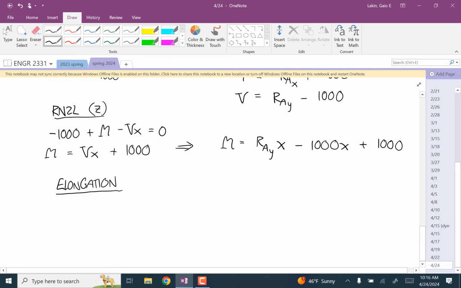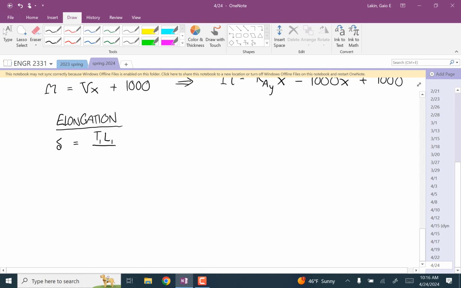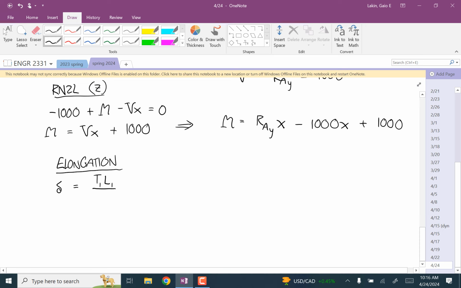So the total elongation, I'll call it delta, is equal to the internal tension of the first piece times the length of the first piece divided by, well, I guess we're not even going to need these, but divided by E times A of the first piece, plus all that same stuff for the second piece. And since the motion is eliminated at both ends, we know that this has to add up to be 0.